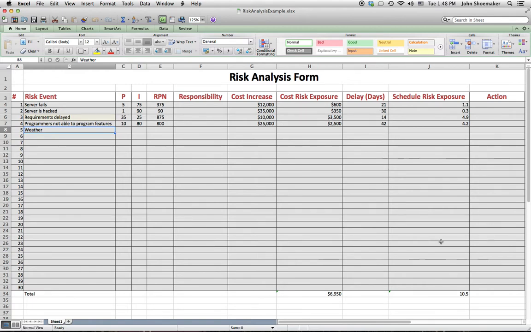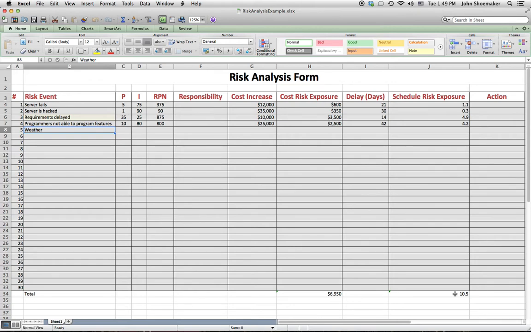And now we look down at the bottom and we see that based on these risk events, we can expect an extra 10.5 days to complete the project. Now often what we do is we put a buffer at the end of the project, and that buffer is the amount of schedule risk exposure. That way, when the project is delayed by some of these risk events, what happens is that we eat into that buffer rather than delaying the completion of the project.